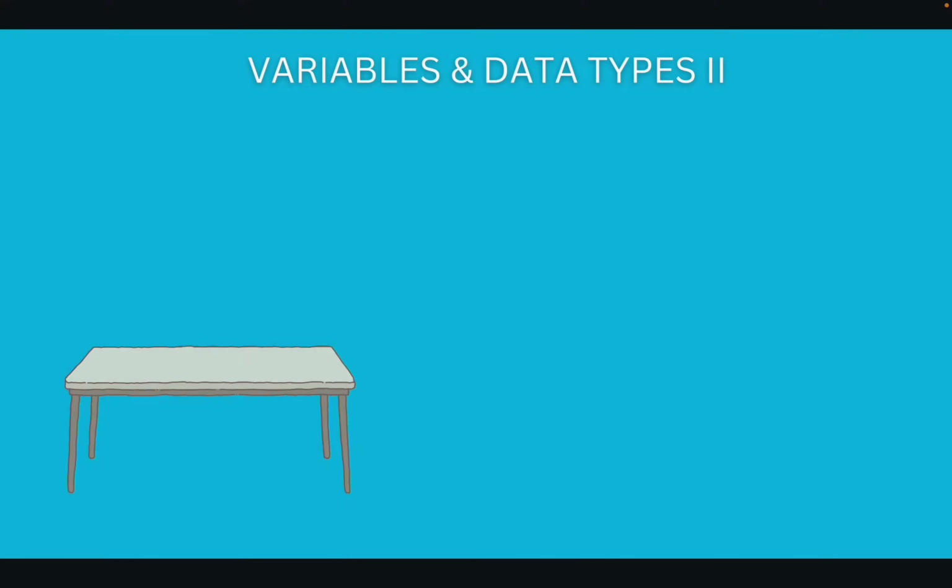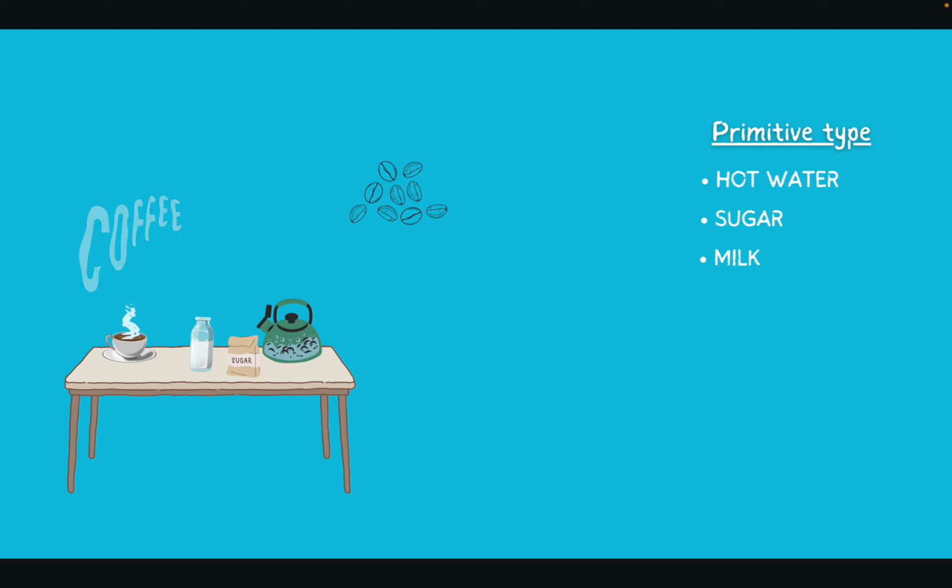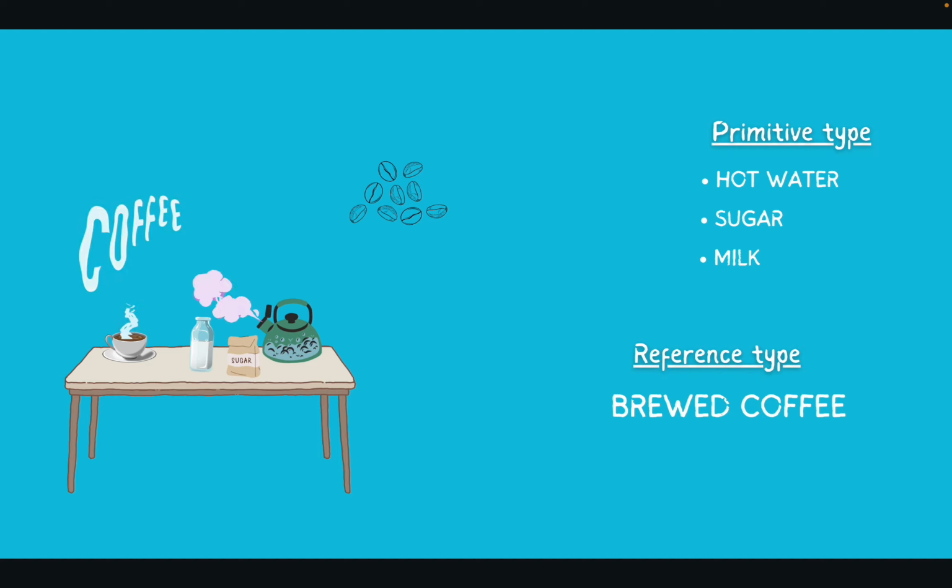Why don't we start by bringing some hot coffee beans to the table, as well as some hot water, sugar, and milk, which are the ingredients for brewing our coffee. Interestingly enough, these ingredients represent what we call primitive types, which are the fundamental building blocks of data manipulation, while our brewed coffee is of a more complex nature and is called a reference type.